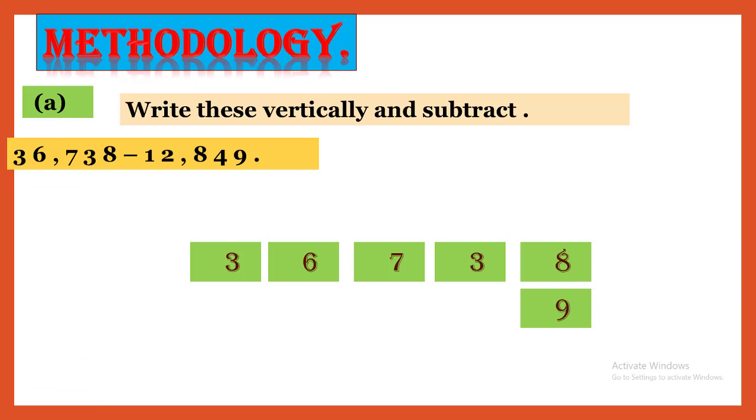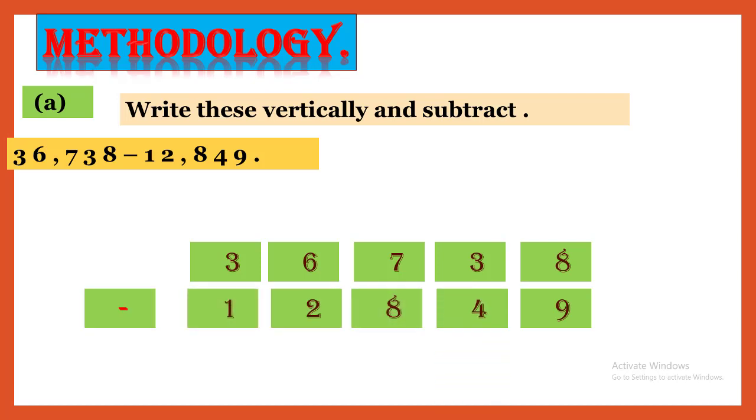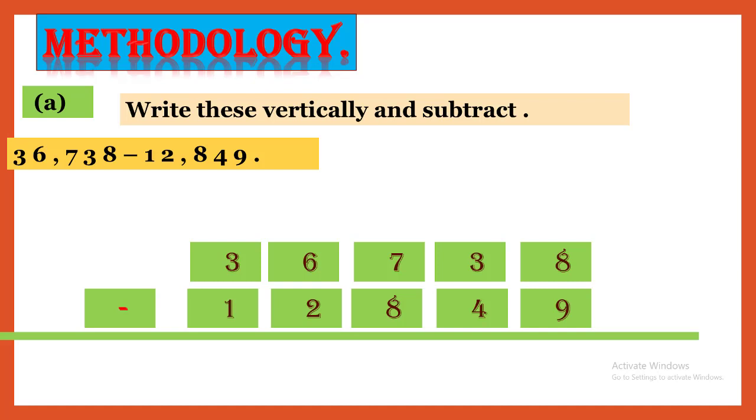36,738 minus 12,849. Start from right. 9 cannot be subtracted from 8, so we have to take 1 carry from next column. Then we take 1 carry from 3. 8 will become 18 and 3 will become 2 after giving 1 carry to the next column. When we subtract 9 from 18, we get the answer 9.